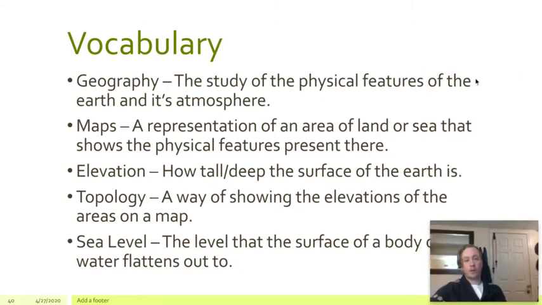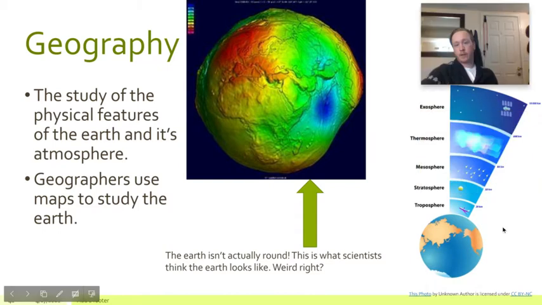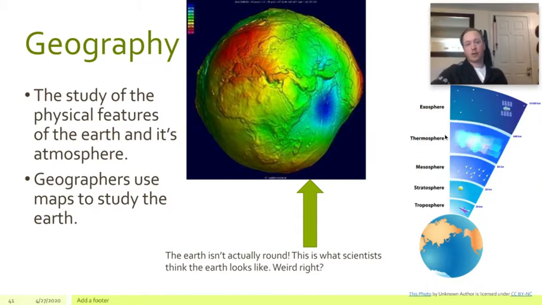So we're going to move on, go a little bit more into detail. So this is geography, just the study of the physical features of the Earth and its atmosphere. Geographers use maps to study the Earth. So these are two kind of charts right here. This one I just thought was kind of cool because we always think that the Earth is just round, but it's actually not. The Earth is this kind of weird bumpy shape. Well, this is what we think. Our satellites and everything have been mapping this for decades, and this is our best guess of the actual shape of the Earth. It's kind of funky looking.